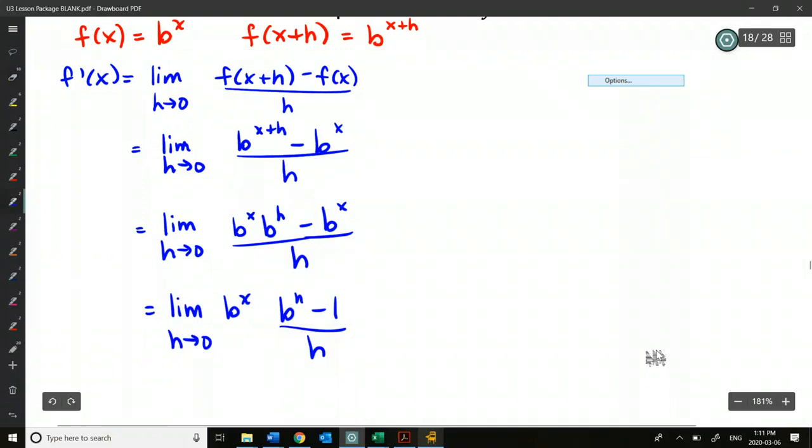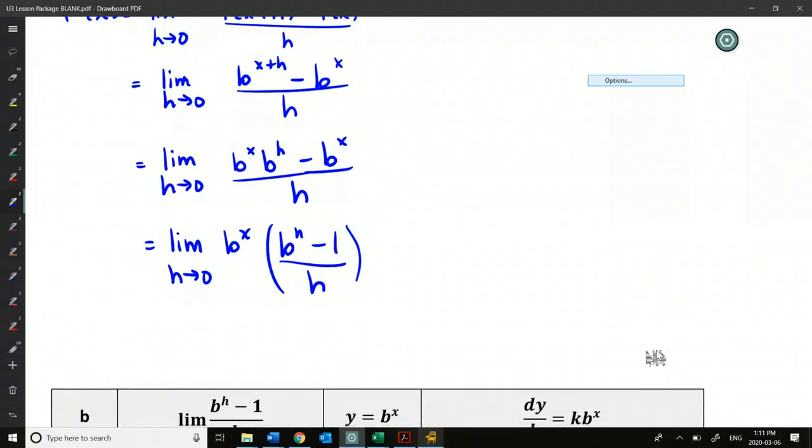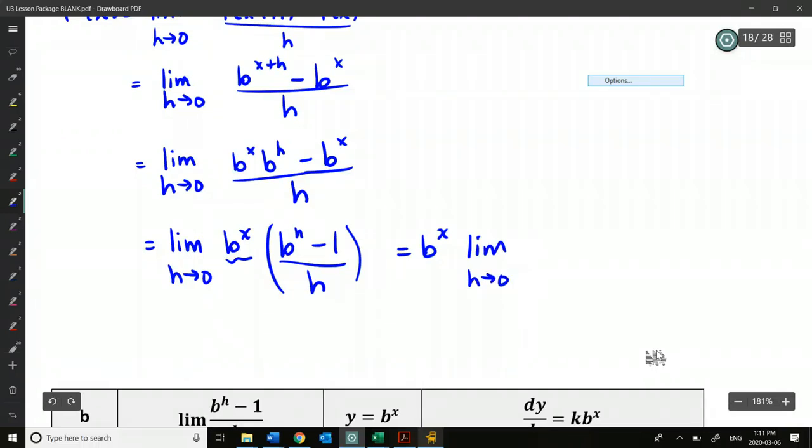Okay, so you're going to notice with a lot of these derivative rules, we did the same thing with our trig function proof. When we go to evaluate the limit, anything that doesn't depend on h can be removed from the limit. So I'm going to take this b to the x term and move it out front, because we know that the limit as h approaches 0 doesn't affect something that doesn't have any h's in it. And then we've got the limit as h approaches 0 of this remaining function in the brackets there.